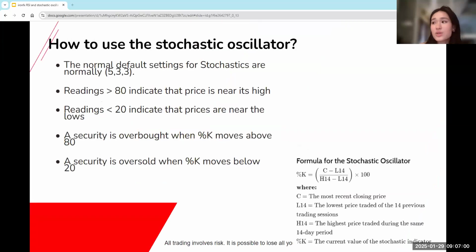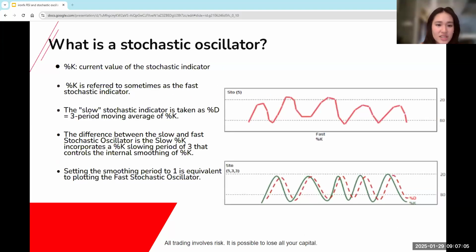Okay, let's get started. How do you use the stochastic oscillator? Or rather, what is it? Let's start with this first. What exactly it is, it consists of two lines, and they both fluctuate between 0 and 100. The first line, the K line, represents the current closing price of the instrument in relation to the high and low prices of a given period. The second line, which is the D line, is a moving average of K across a certain number of periods.